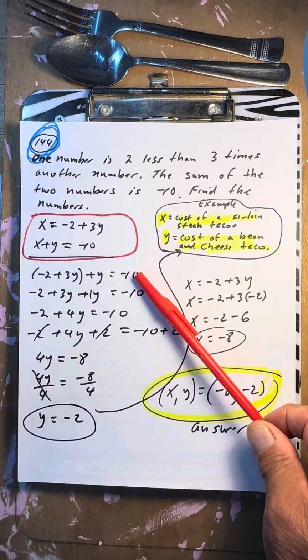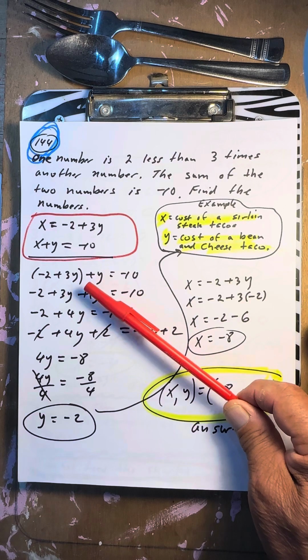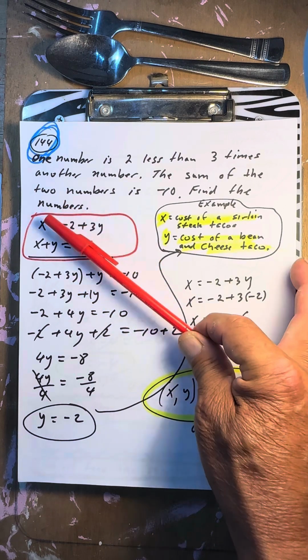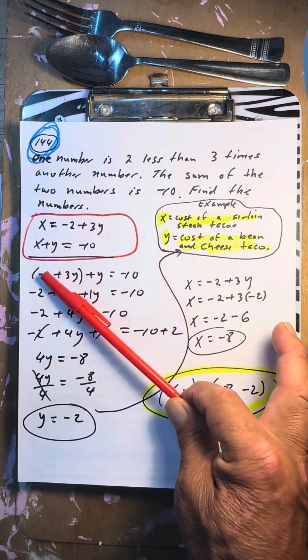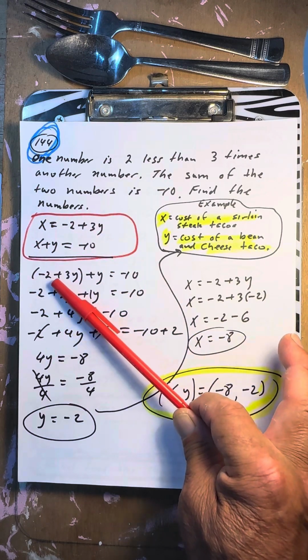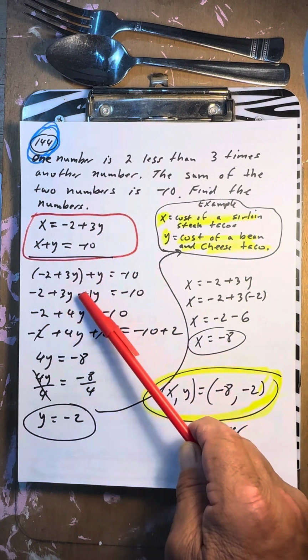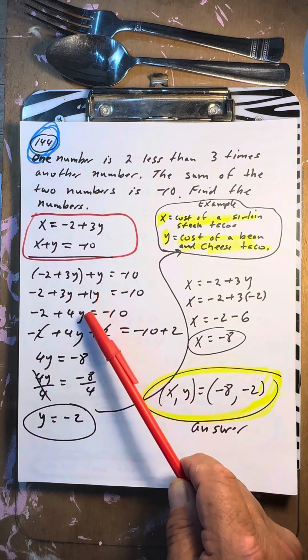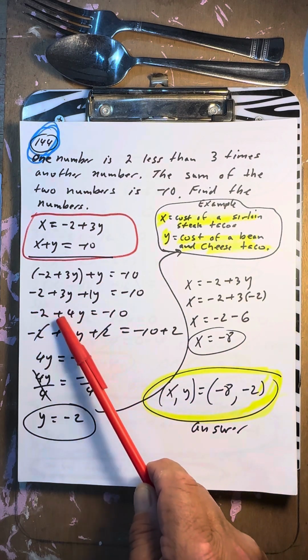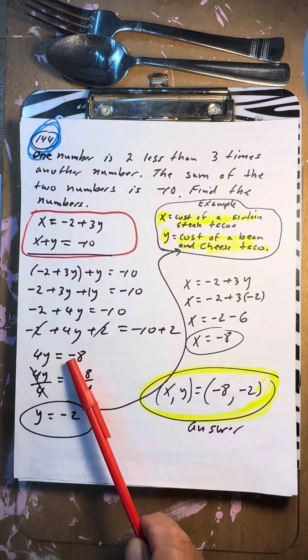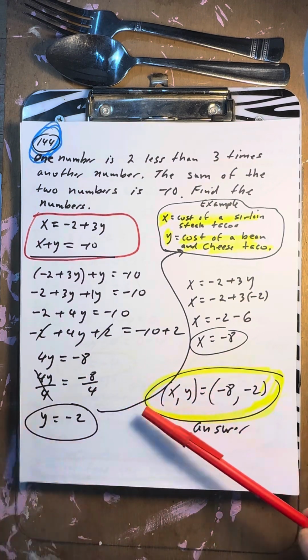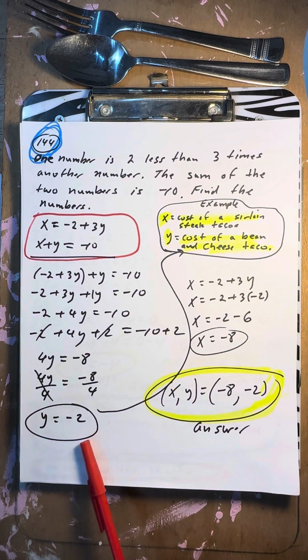Find the numbers. Okay, so we're going to substitute this x right here. I'm going to put this for the x in this one. So negative 2 plus 3y, plus this is 1y, so that's going to give you 4y. Negative 2 plus 4y equals negative 10. Add 2, add 2. So 4y equals negative 8. Divide by 4. So y is negative 2.